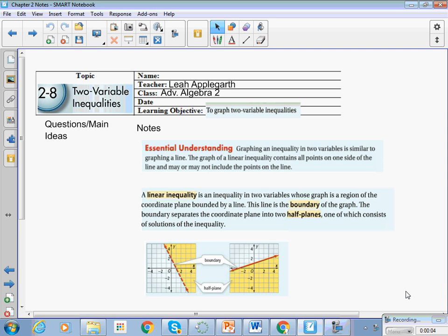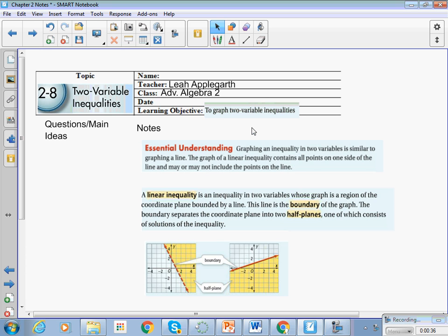All right, so we're doing 2-8, which is two variable inequalities. We did inequalities in chapter 1 where we just had the x and we solved for x. This time we're going to have two variables, like an x and a y, and we're going to deal with graphing two variable inequalities, which is our learning objective, to graph two variable inequalities.